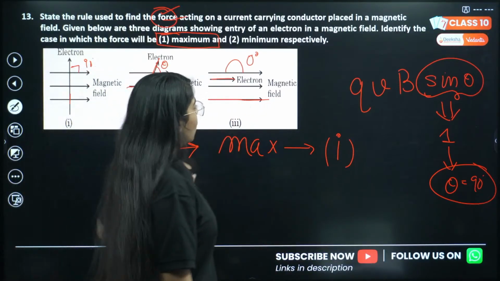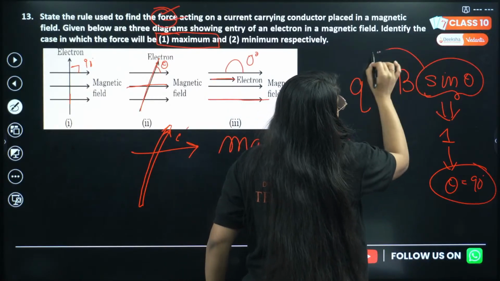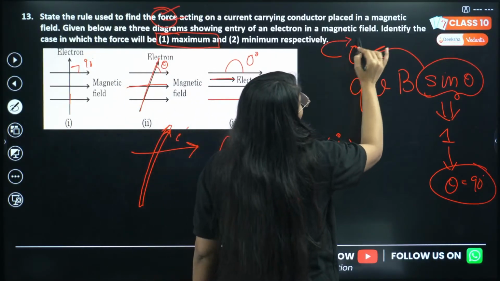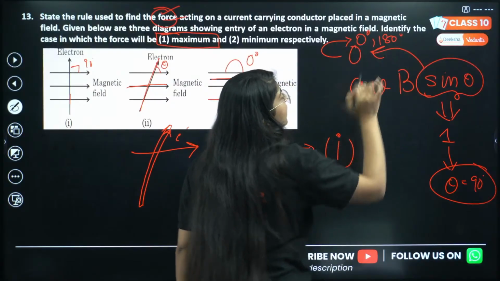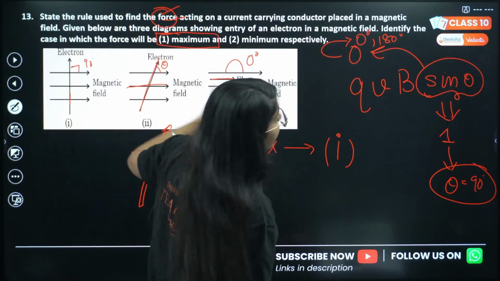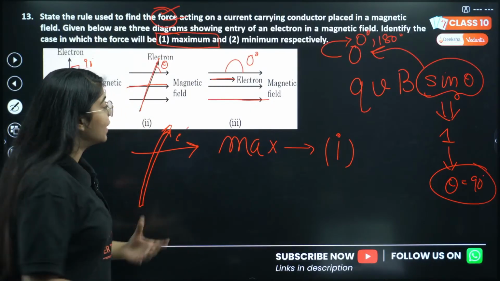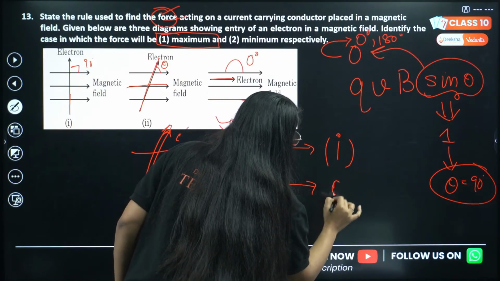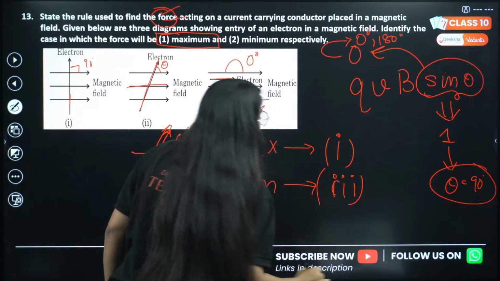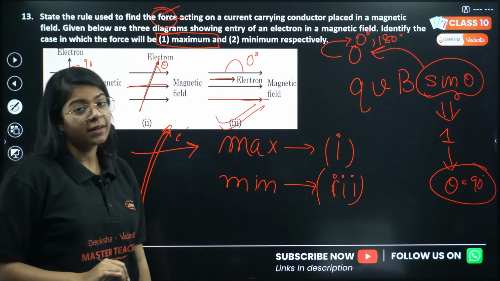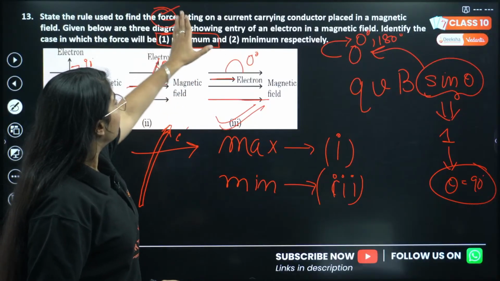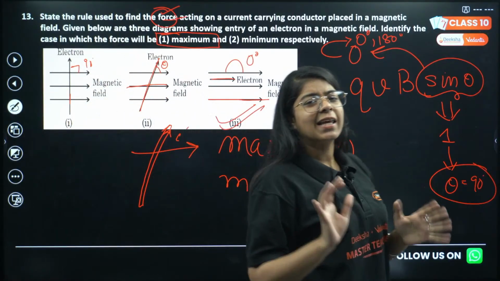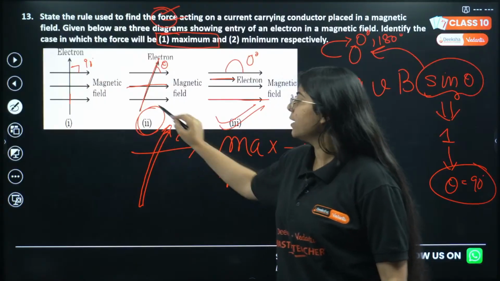Correct? Now for minimum, the minimum value of sine theta is 0. Correct? Which is at an angle of 0 degree or 180 degrees. So in this question we don't have 180 degrees, we just have 0 degrees. That means for minimum force, the electron should travel parallel to the direction of the magnetic field or in the direction of the magnetic field. Correct? So for maximum it is the first case, for minimum the third case, and in between them we will get some value of force for this second part.